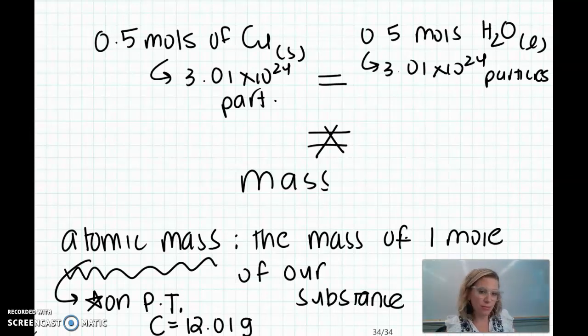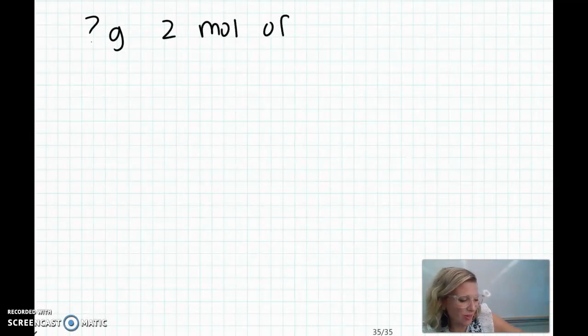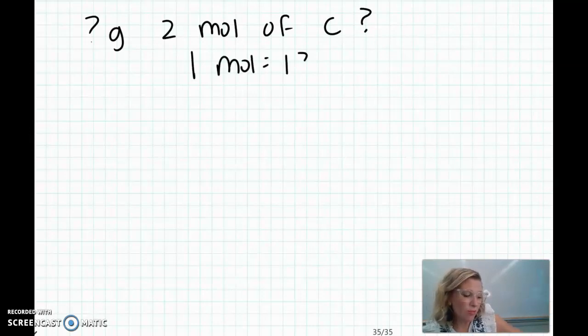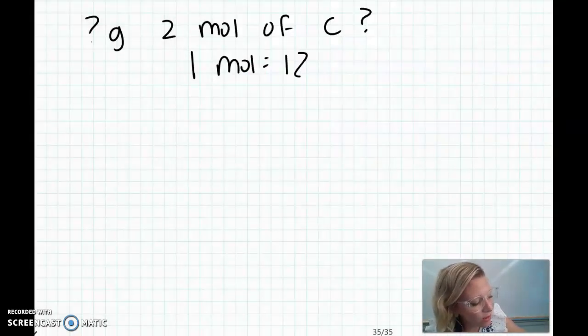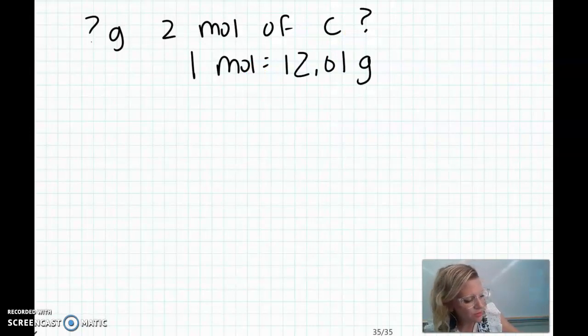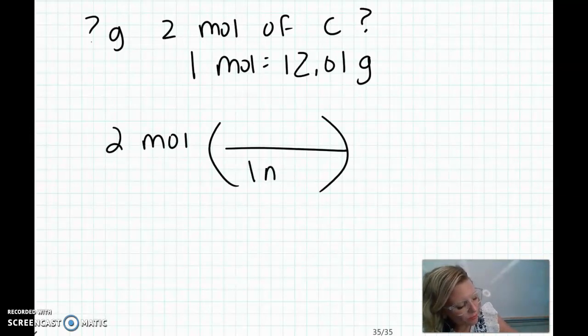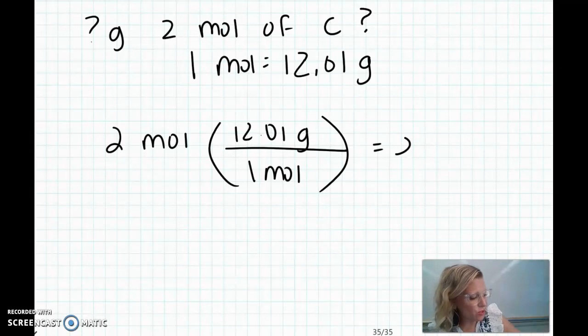How many grams are present in a 2-mole sample of carbon? Again, how many grams are present in a 2-mole sample of carbon? Now, this is a different conversion factor. Our conversion factor is now 1 mole equals 12.01 grams. So 2 moles, 1 mole, 12.01 grams, and this is going to give us 24.02 grams.